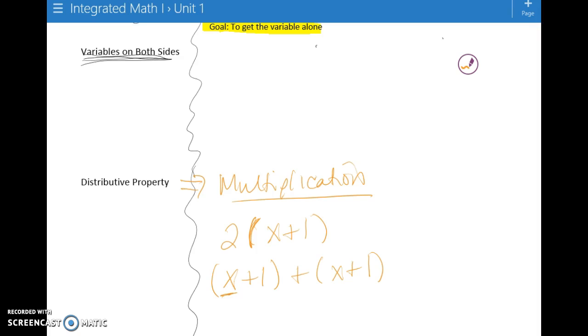Well, if I combine like terms, what would you find? x plus x is 2x. And 1 plus 1 is 2.